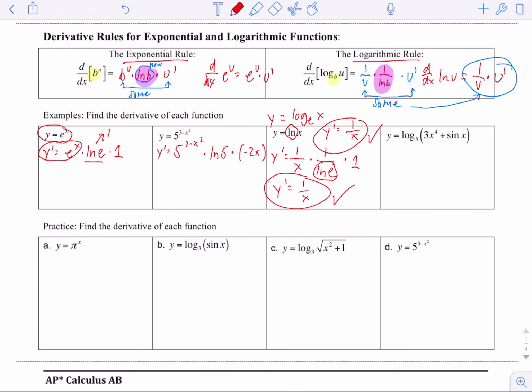Okay. All right, let's do a log base 5 problem this time. So y prime is going to equal 1 over the inside times the new part, 1 over the natural log of the base, which is 5, times the chain rule, which is going to be 12x cubed plus cosine of x. There you go. Okay, so please now practice on your own.